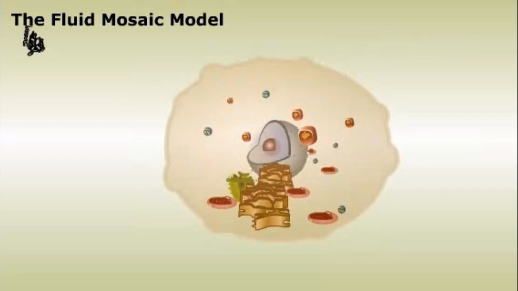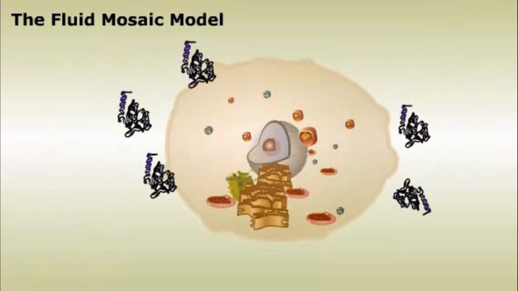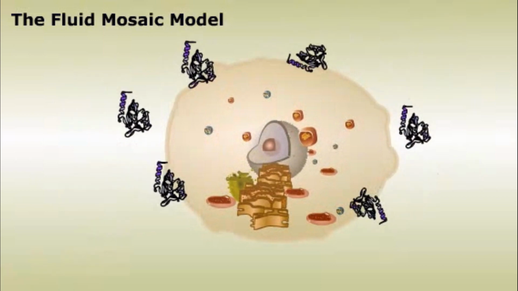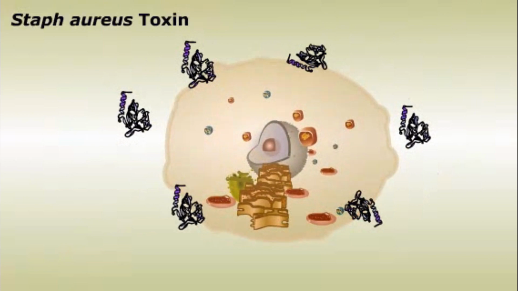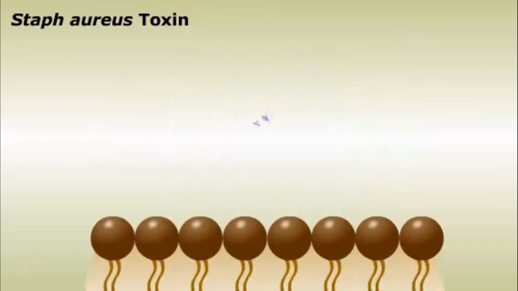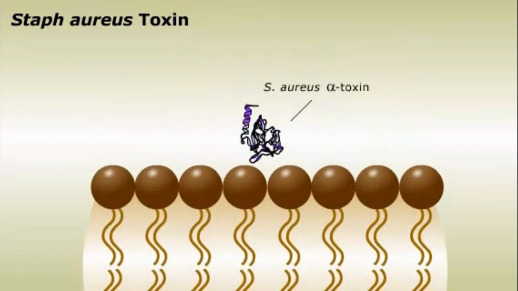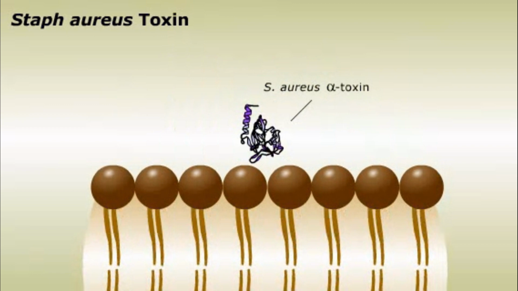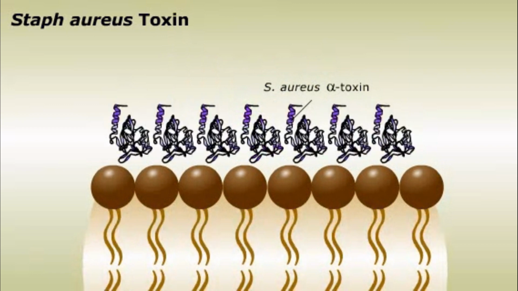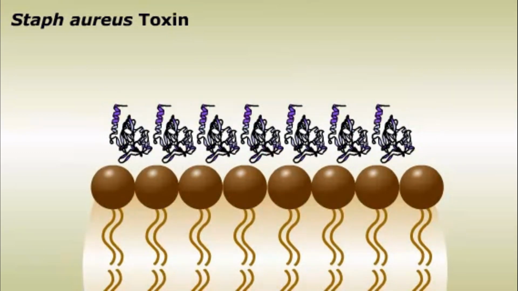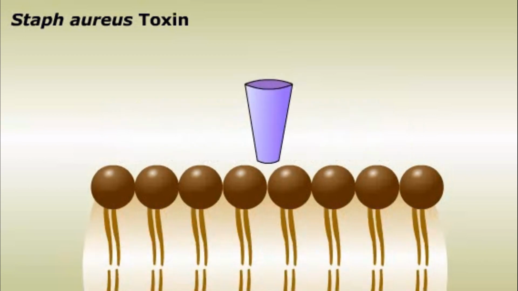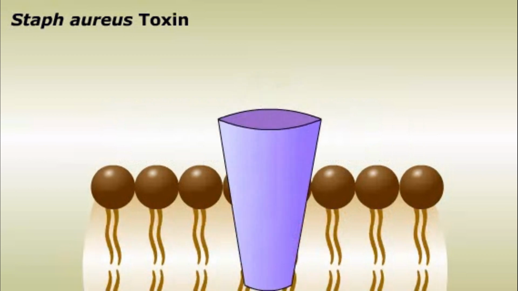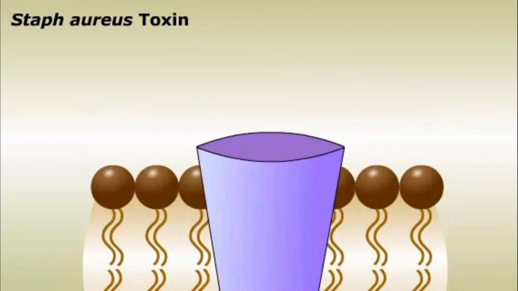To see how the fluid mosaic model explains the relationship between the structure and function of a membrane, let's return to Staph aureus. The toxic protein secreted by Staph aureus is called alpha toxin. So how do alpha toxin proteins damage membranes? Several copies of this integral membrane protein can end up in each cell membrane. Membrane fluidity enables proteins to aggregate or come together in groups. A cluster of 7 Staph aureus alpha toxin molecules forms a channel or hole in the membrane.